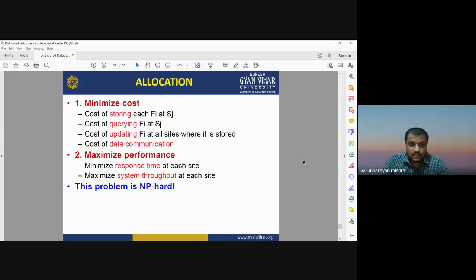So this is the way we can do the fragmentation, either in a horizontal way, vertical way, or hybrid way. Before such fragmentation, we need to perform the allocation process. The allocation process has several properties, characteristics that will minimize the cost and maximize the performance. So this is the way we can do the allocation.